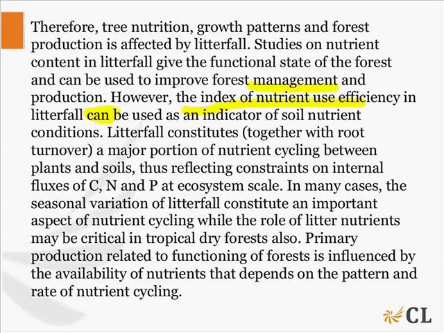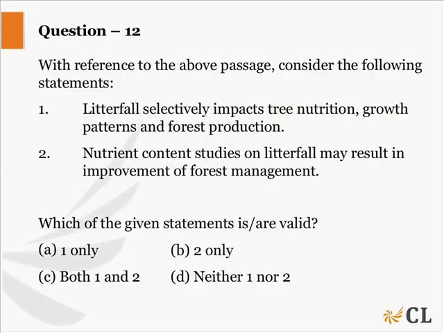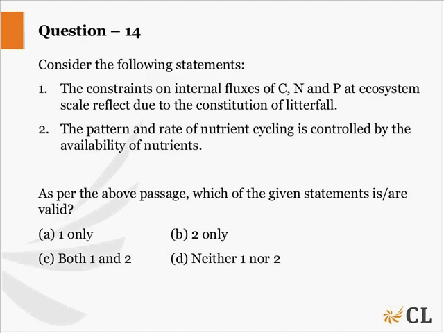So it's a major portion of nutrient cycling. Right. But the question is, the constraint on internal fluxes of C and P at ecosystem scale reflect due to constitution of litter fall. So what I'm trying to say is that there is an internal flux of carbon, nitrogen, and phosphorus, and it reflects due to the constitution of litter fall which is there.